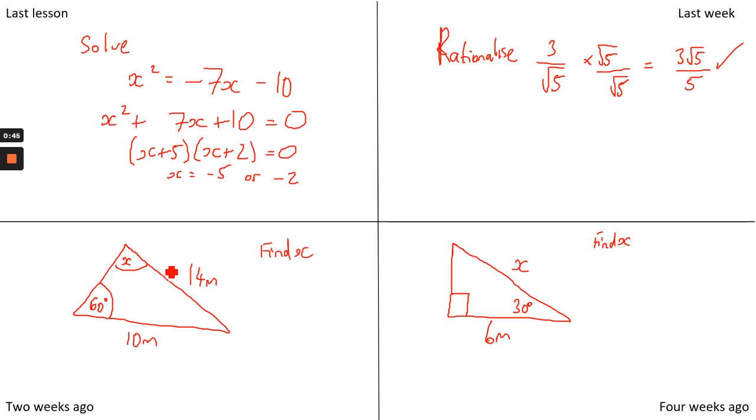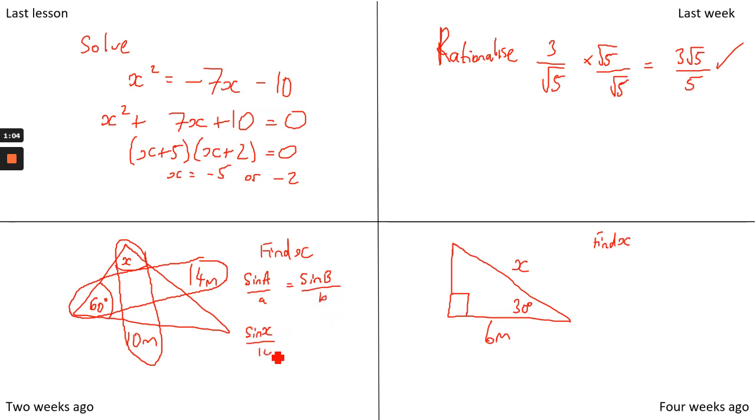Now, this question is not a right-angled triangle, but we do have a side and its opposite angle. So it's going to be the sine rule. We're trying to work out an angle, so we need it as sin A over a equals sin B over b. Now we've got sin x over 10 is equal to sin 60 over 14. So I can do sin to the -1 of 10 sin 60 over 14.